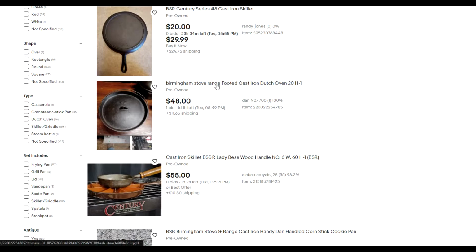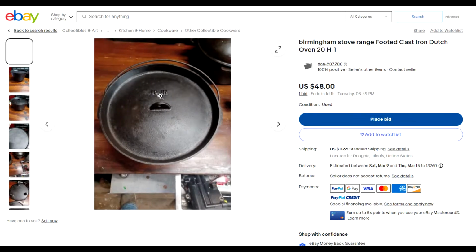And this one, on the other hand, is interesting. This is a Birmingham Stove and Range camp oven, $48. That's not a bad price, I suppose. But let's see what size this is. It's a 10-inch. Okay, that tells us something, whether you might want to pay $48 plus shipping. How much did it say the shipping costs? $11.65.